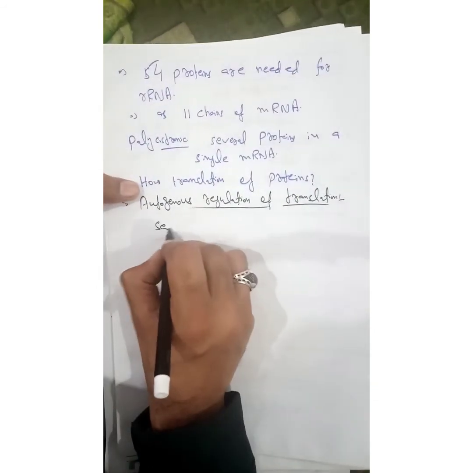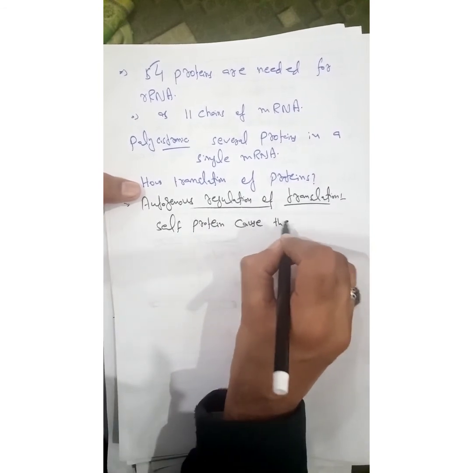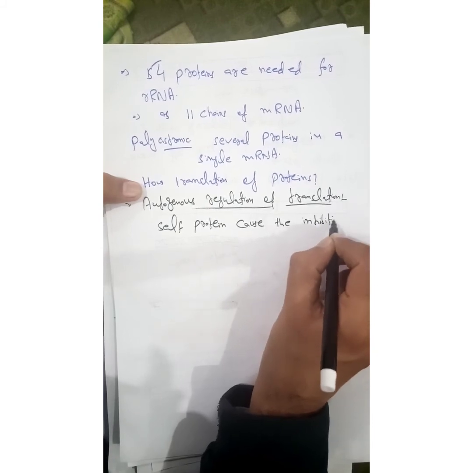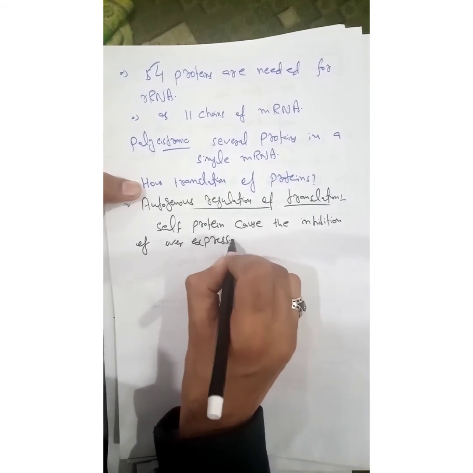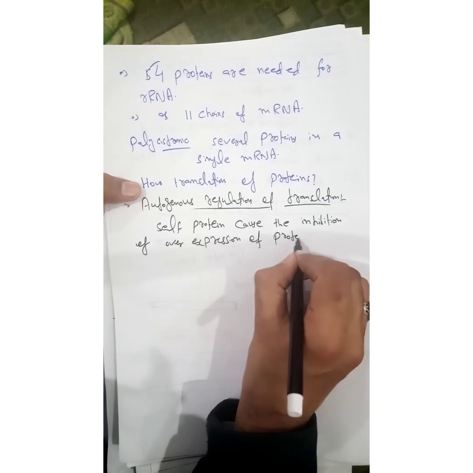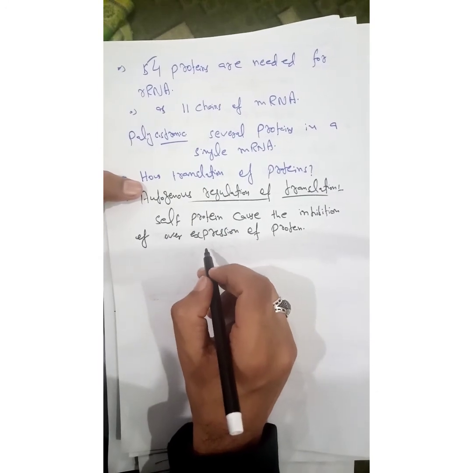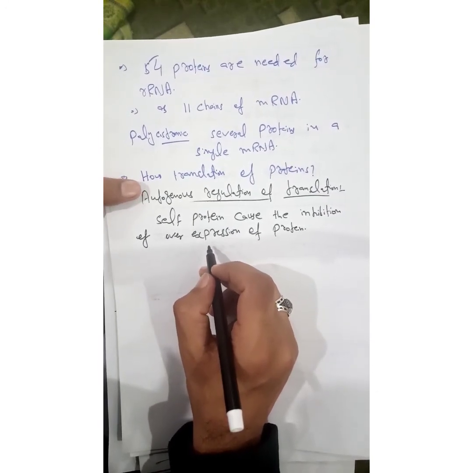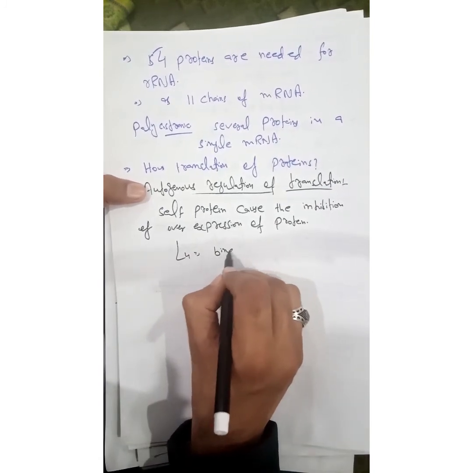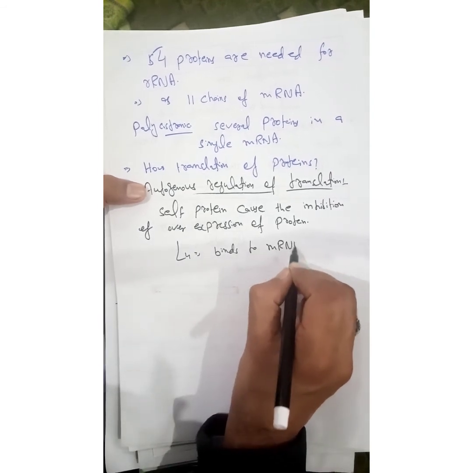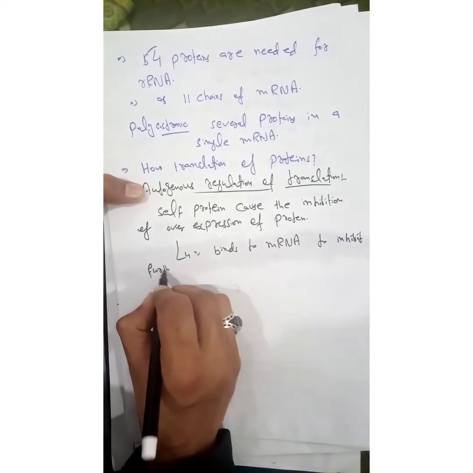Now some self proteins cause the inhibition of overexpression of proteins. For example, when the need of protein is fulfilled, then one of the proteins, the large protein 4, the L4 protein, binds to messenger RNA to inhibit further translation.